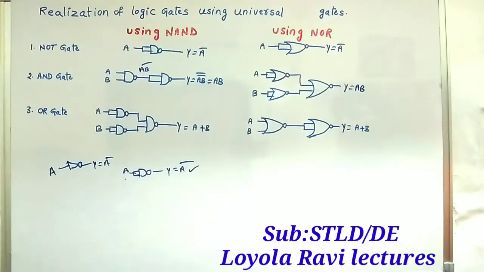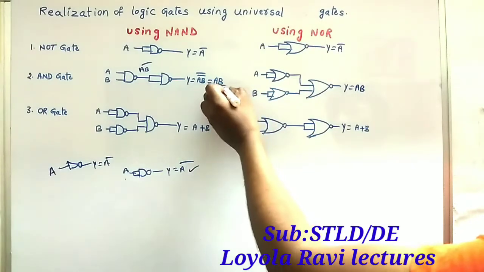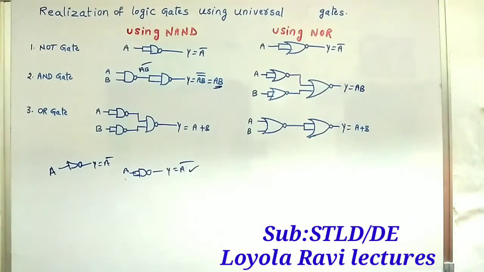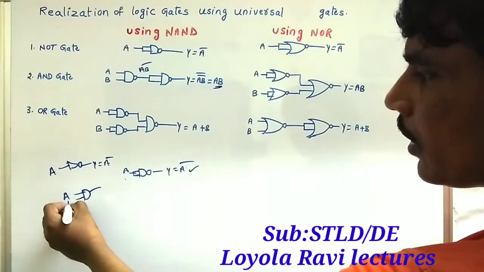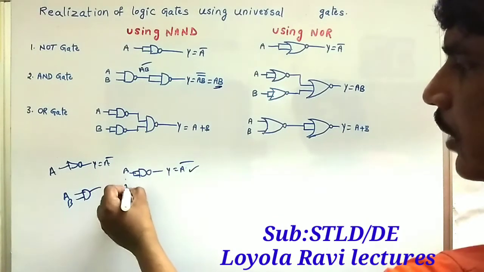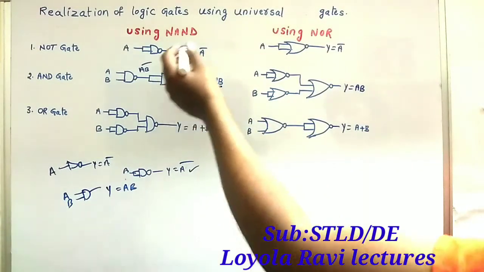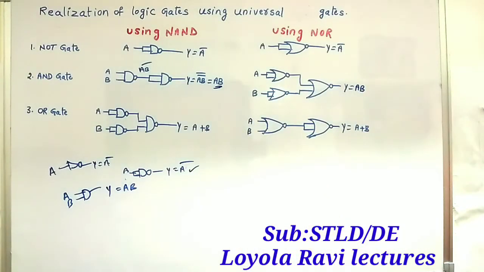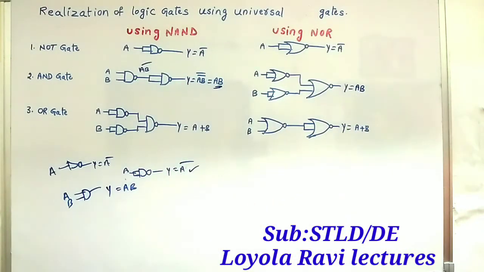That's why AB whole bar, whole bar, is nothing but AB. So the AB expression is for AND gate. AND gate expression is AB. Y is equal to AB. Already we know, this is AND gate, with inputs A, B and Y is equal to AB. This is the implementation using NAND. Implementation of AND using NAND. So we need two NAND gates.